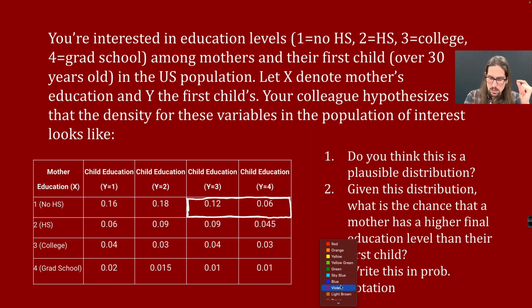The question is, what's the chance that the mother has a higher final education level than their first child? So how do we do that? Well, let's just look at each of these cells and highlight the ones where that's the case. So for this cell, mother's education is no high school and child's education is also no high school. So no high school is not higher than no high school. They're the same. So that one does not qualify, right? Similarly here, the mother is 1 for education and the child is 2. So mother's education is less than the child's. So that does not qualify.